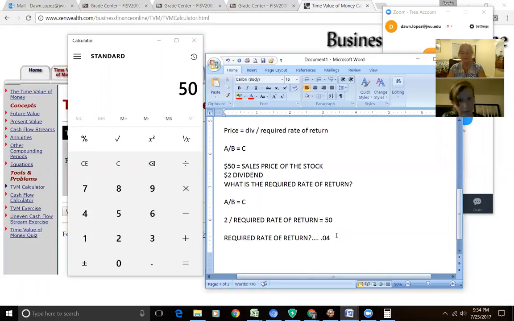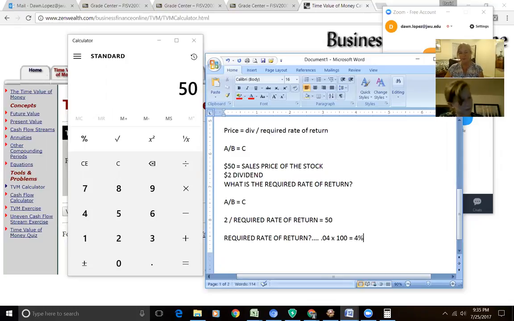So to answer that question, you convert the decimal to a percentage. Of course, you just multiply it by 100. And so that's 4%. What this is telling you is that if there is a stock out there, let's say Apple, and Apple's giving dividends of $2 a share every year, and investors require a rate of return of 4%, then that stock is going to have a selling price of $50.